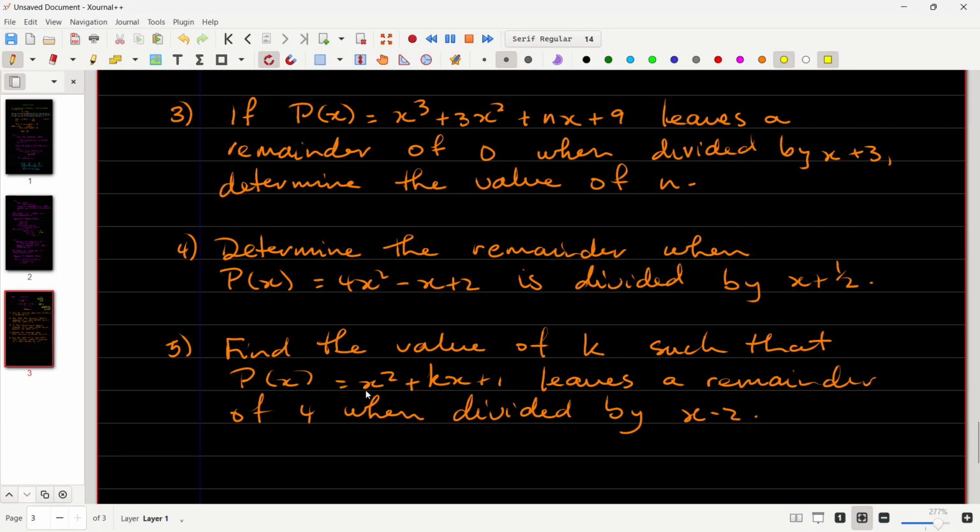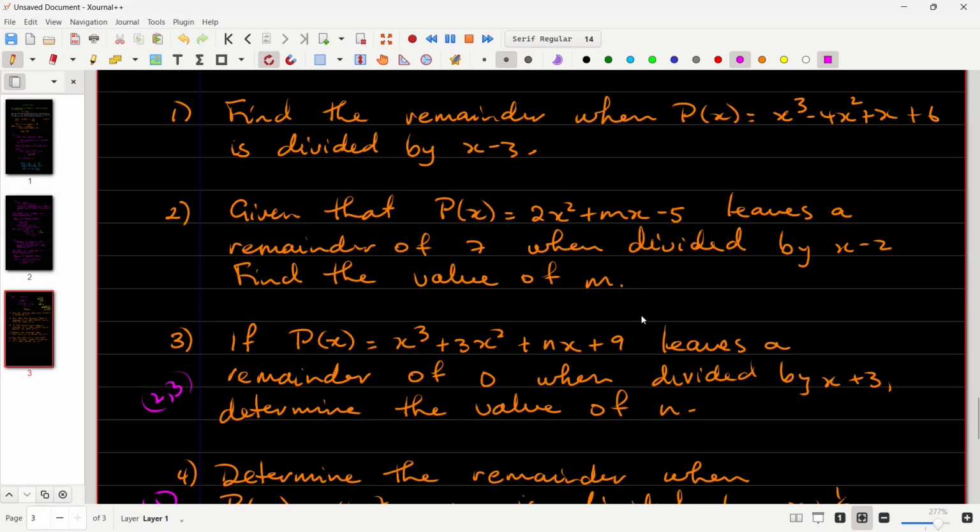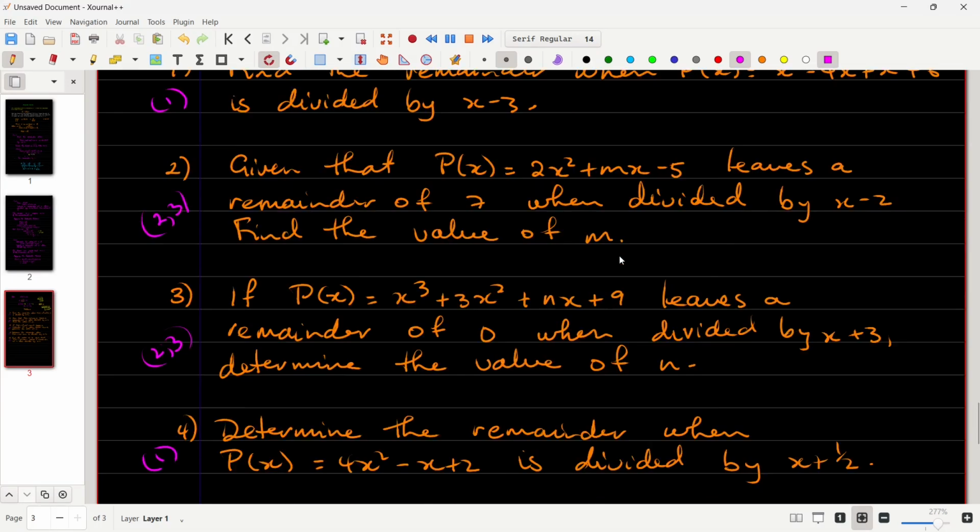This one here is very simple as well. So find the value of k. Again, it follows example number 2 and example number 3. So I'm just going to put that here. Examples 2 and 3 are the ones you can look at for this one, example 1 for the first, 2 and 3 for the next, similarly 2 and 3 for another, and then 1 for this one here. So just look at those examples and you'll be able to solve these problems very easily.